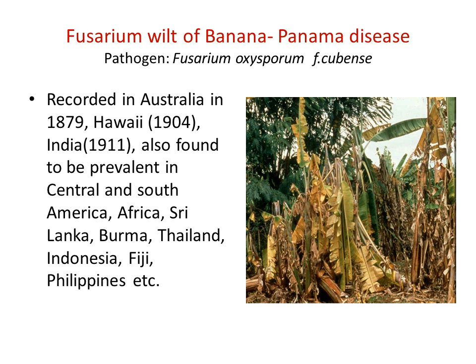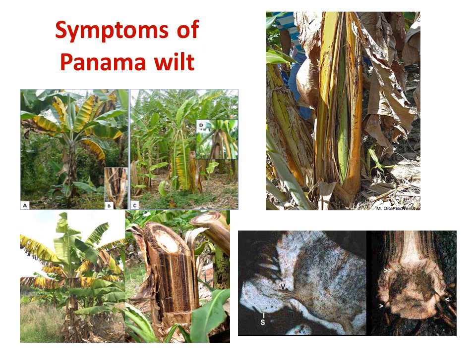This disease is also found to be prevalent in Central, South America, Africa, Sri Lanka, Burma, Thailand, Indonesia, Fiji, Philippines, etc. Now, let us study about the symptom of the Panama wilt.